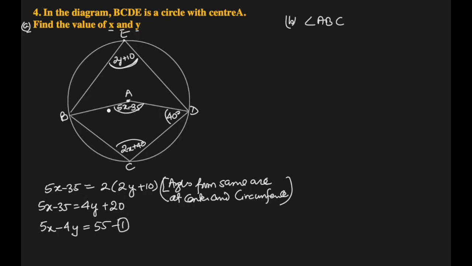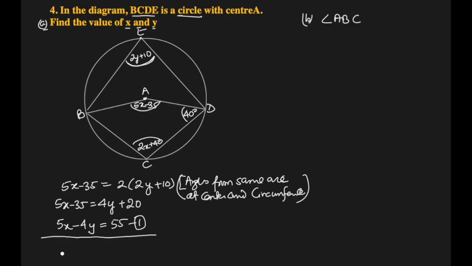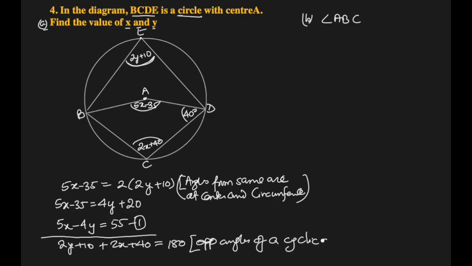The second fact is that BCDE is a cyclic quadrilateral because all 4 corners of this quadrilateral are lying on the circle. So in a cyclic quadrilateral, the sum of opposite angles is always 180 degrees. So the second equation we will get will be 2y plus 10 plus 2x plus 40 equals 180 degrees. We will write here: opposite angles of a cyclic quadrilateral.